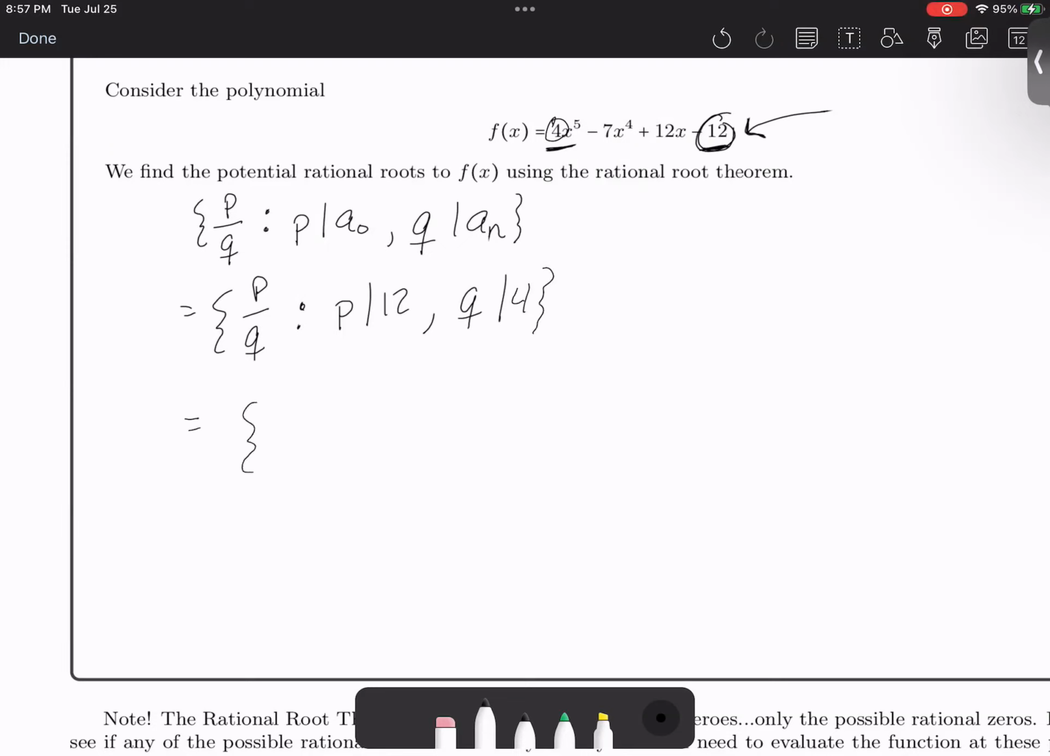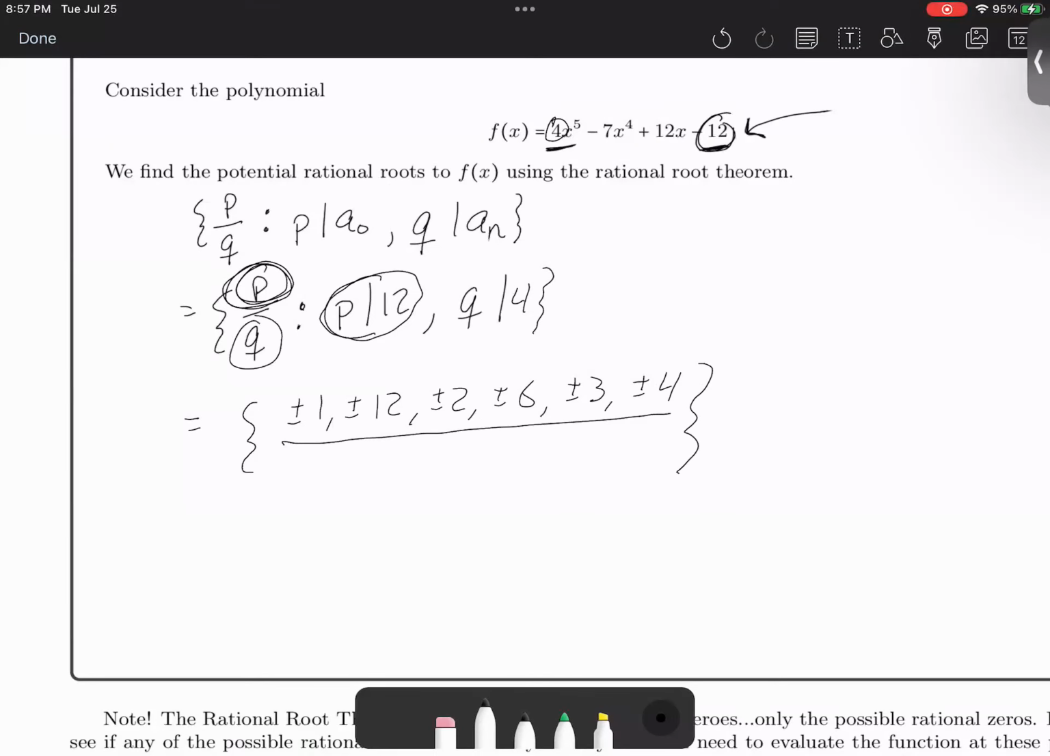So let's list out all of the different possibilities. If I think about p, p has to divide 12. All the divisors of 12 are plus or minus 1, plus or minus 12, plus or minus 2, plus or minus 6, plus or minus 3, plus or minus 4. When I think about q, the denominator, q has to divide 4. So it's either going to be plus or minus 1, plus or minus 4, or plus or minus 2.